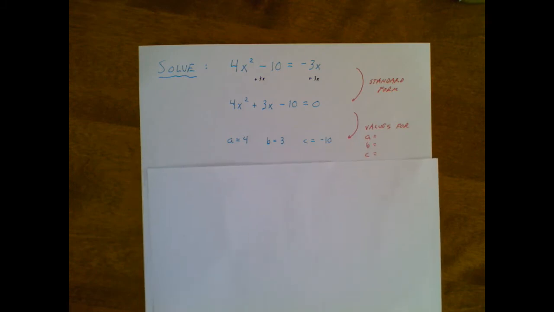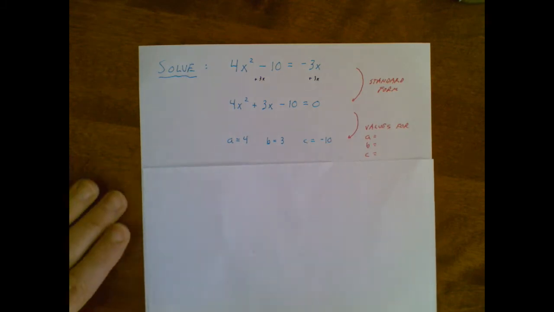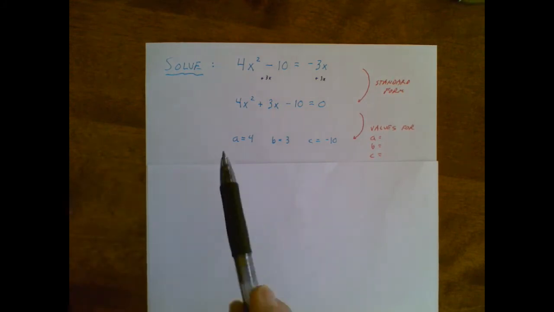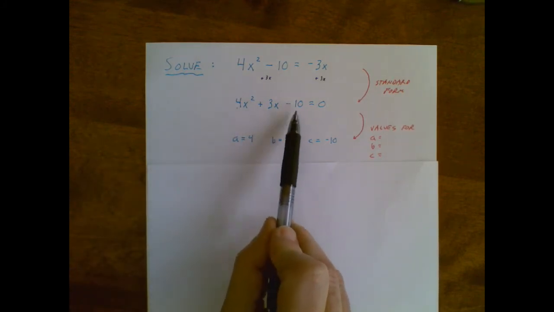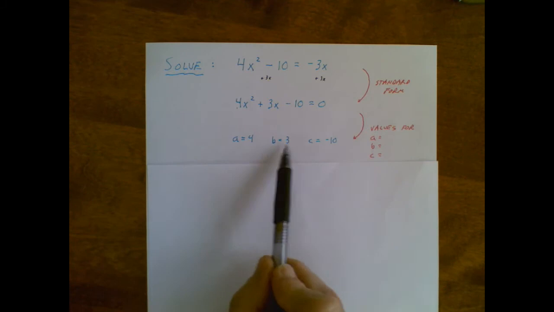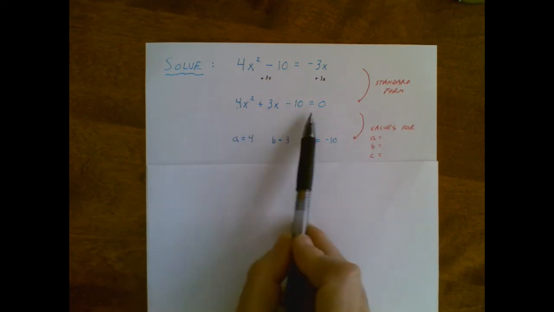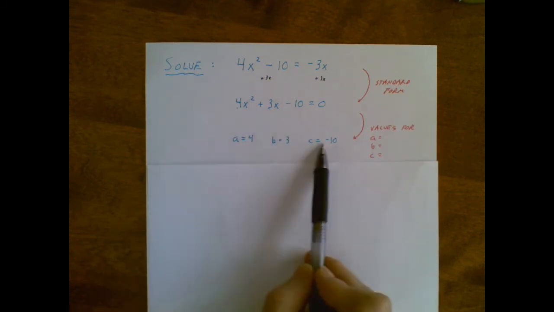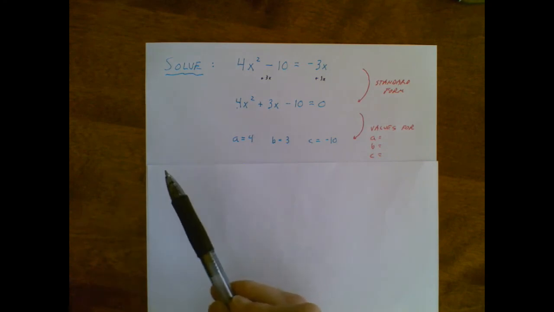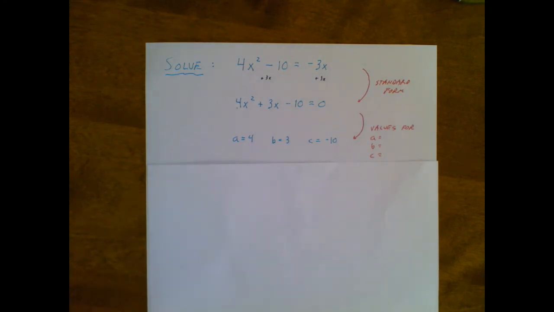The next step, according to our checklist, is to write down the values for a, b, and c. There's my a, there's my b, there's my c, so I'm going to write those down. Even if I think I can look up and see them, it's better to just write them down because it's being very, very organized and meticulous with this formula.